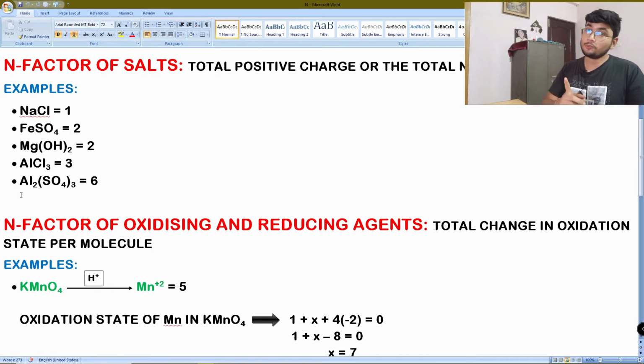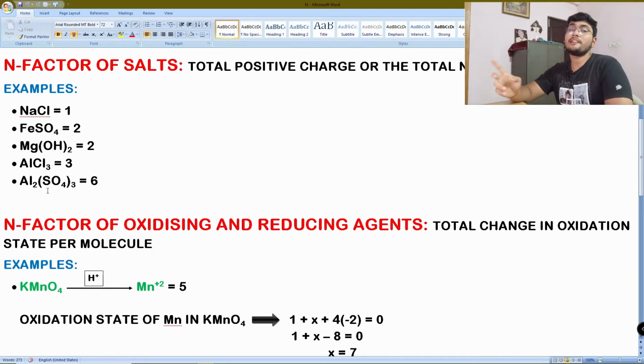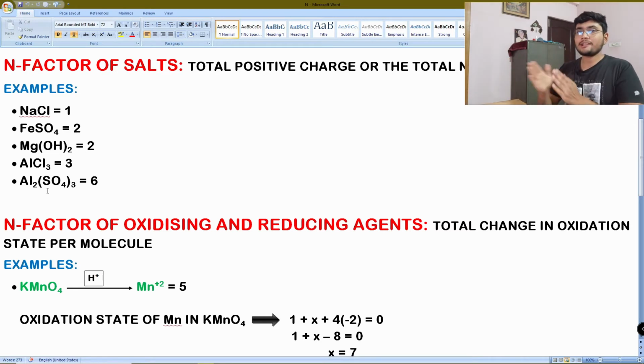This point should be kept in mind, that always take the total positive charge or the total negative charge. The sulfate has -2 charge on it and there are 3 sulfate ions, so there will be a total of -6 negative charge on it, and overall it is a neutral species. So there is a total of -6 negative charge on it, so the n factor will be 6. You can calculate either from the total negative charge or from the total positive charge. It is up to you, whichever way you are comfortable with. I hope this is clear to you.